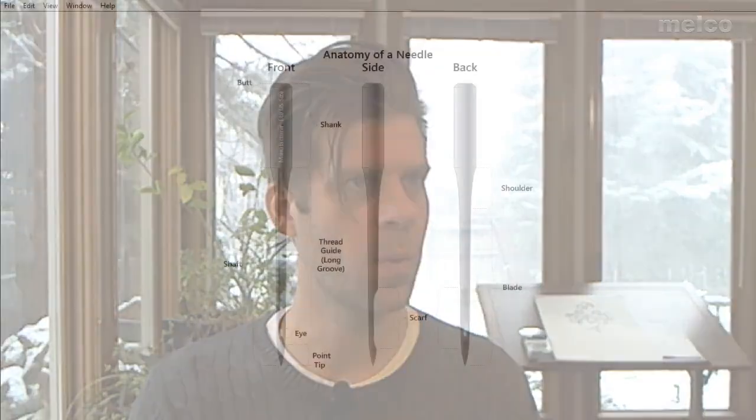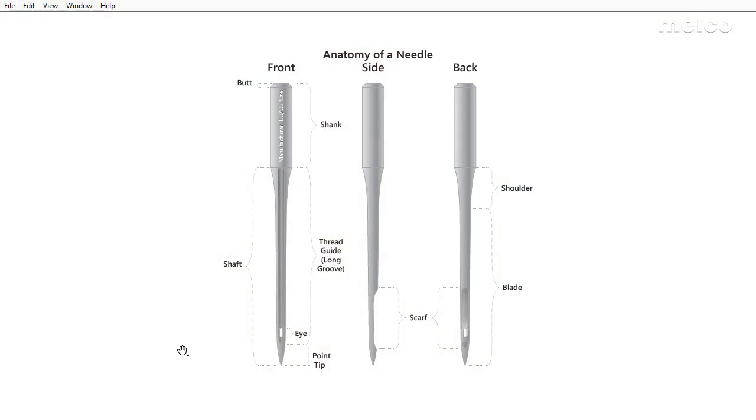So let's go back and talk about how this actually works. So thread guide eases the thread through. So the thread's coming down the front. It gets eased through the fabric. As the needle starts to come back up through the fabric, there is friction on the back side of the needle. Okay? And what that does is that causes a loop of thread to form.